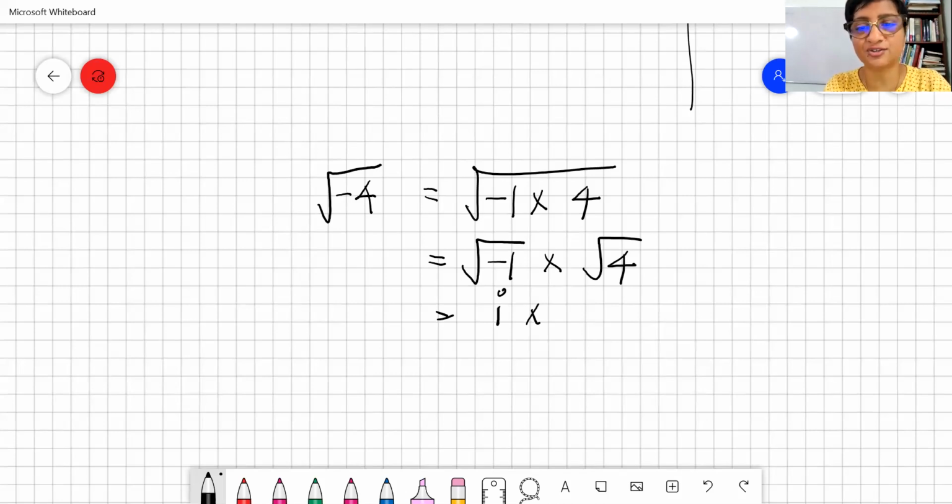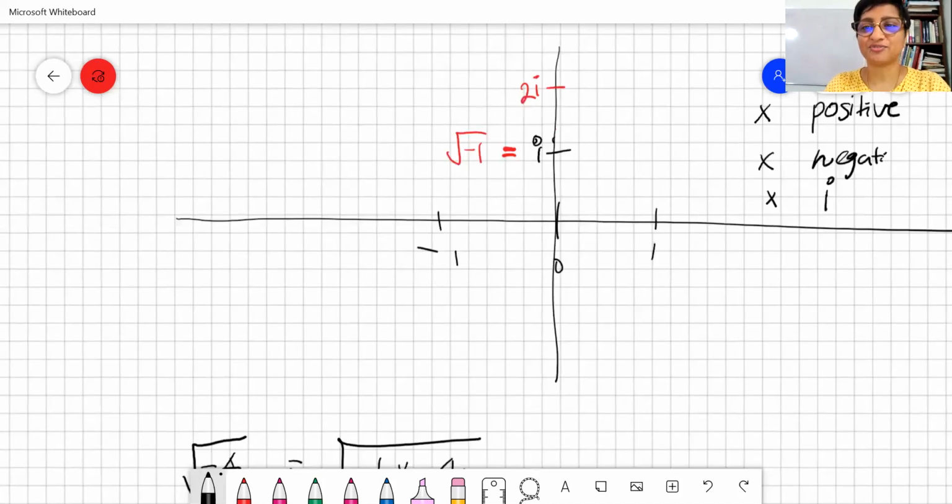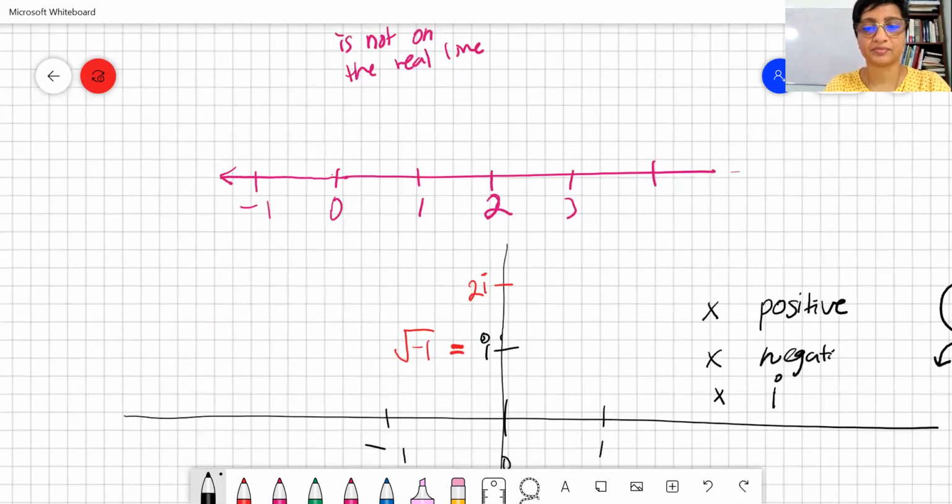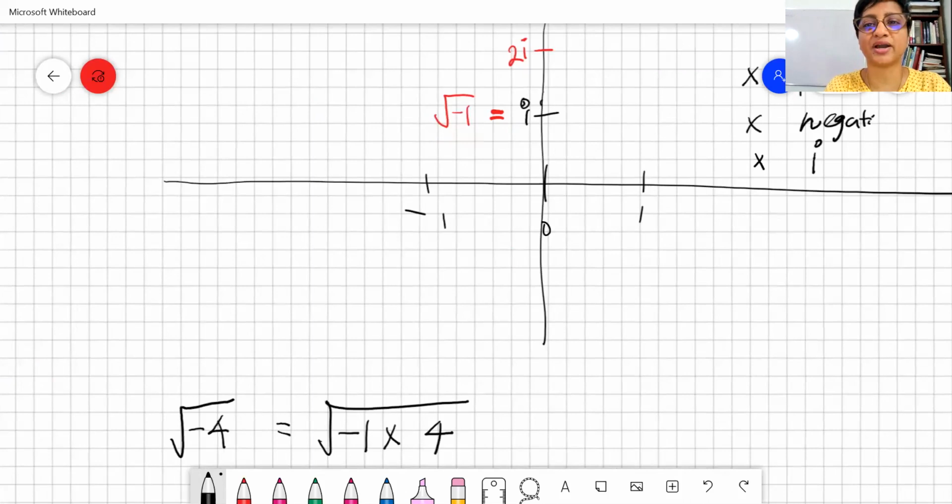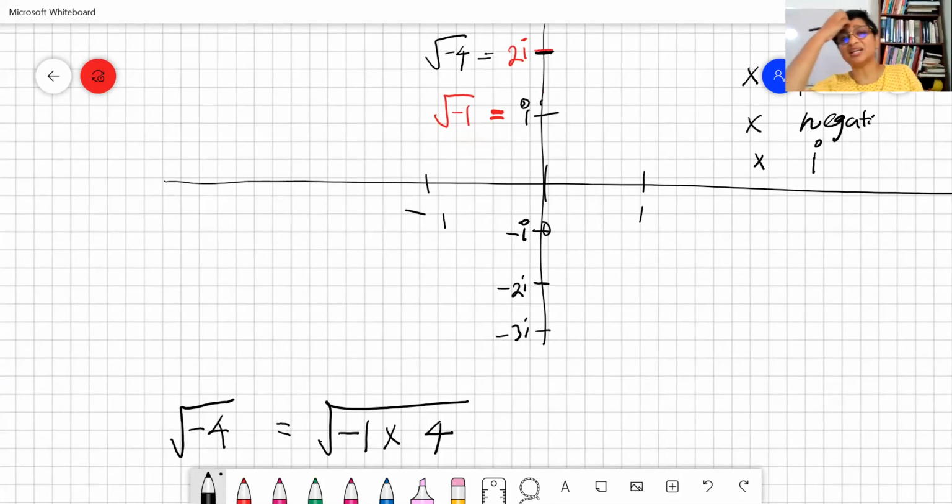So this gives rise to 2i or negative 2i. So where is negative? This is 2i. So 2i means this is equivalent to this one. And you have negative i also. You have negative 2i. You have negative 3i. So this goes in multiples of i.